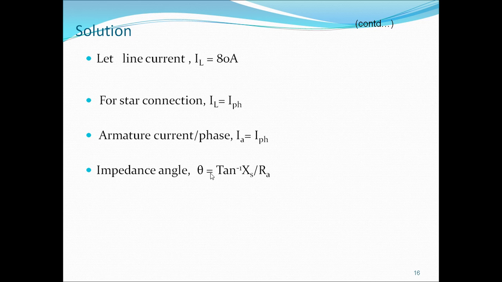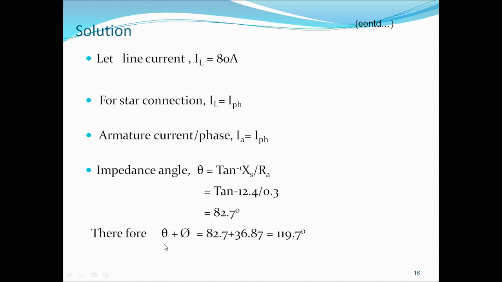Next, impedance angle theta is equal to tan inverse of XS by RA, that is tan inverse of 2.4 by 0.3. Then the angle is 82.7 degrees. So theta is equal to 82.7 degrees. And the sum of theta and phi is equal to 82.7 degrees plus 36.87 degrees, which is equal to 119.7 degrees.